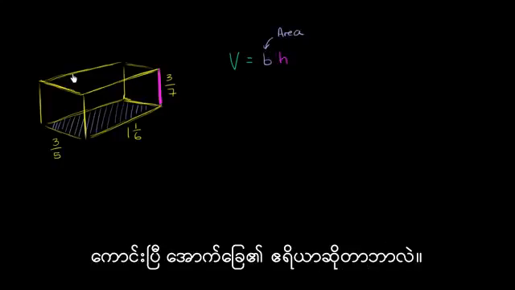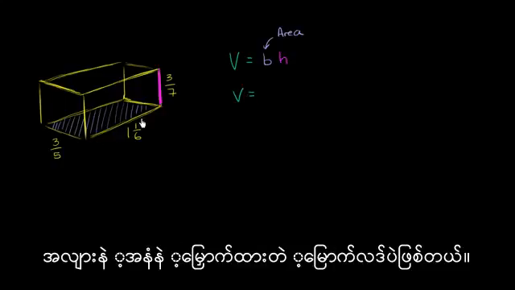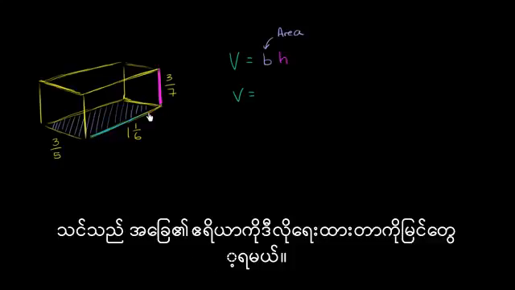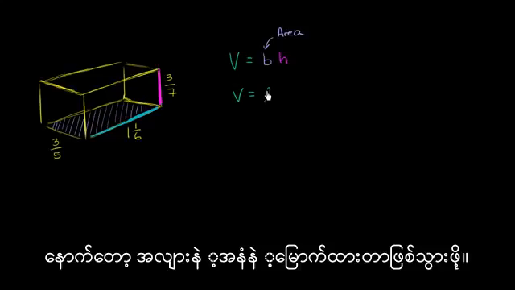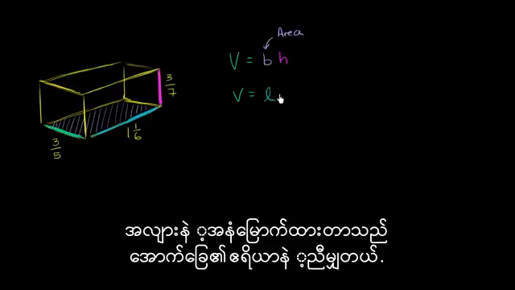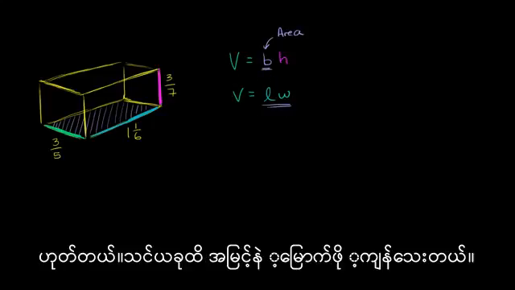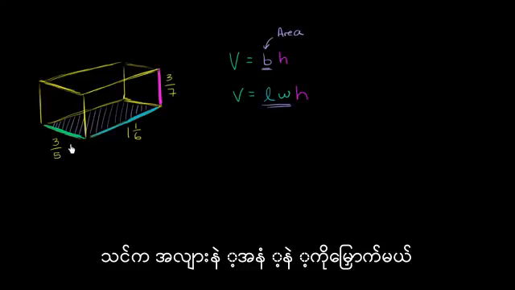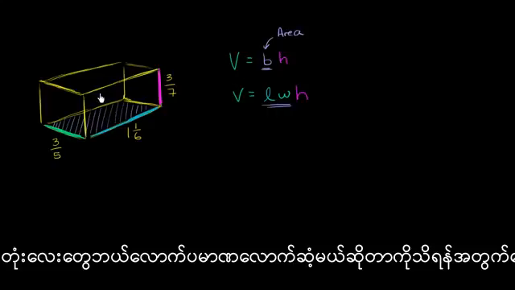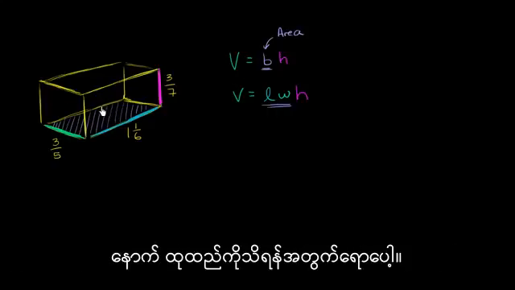Well, what's the area of the base? The area of the base is the same thing as the length times the width. You might see it written like that. And of course, you still have to multiply times the height. Or another way of thinking about it, you're going to multiply your length times your width times your height. You're going to multiply the three dimensions of this thing to figure out how many unit cubes could fit into it, to figure out the volume.